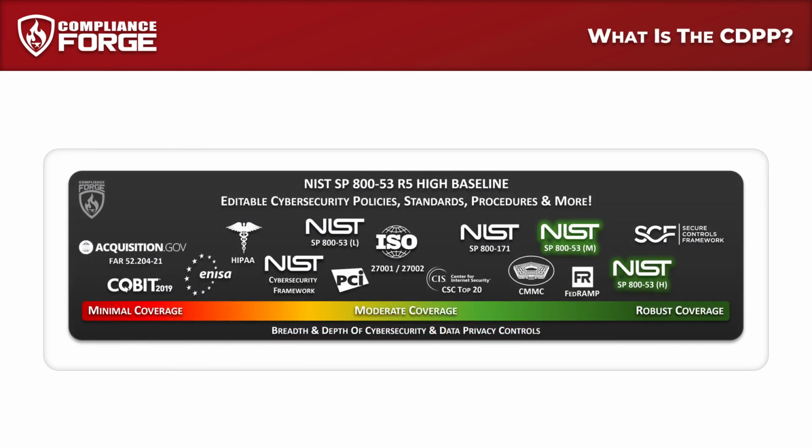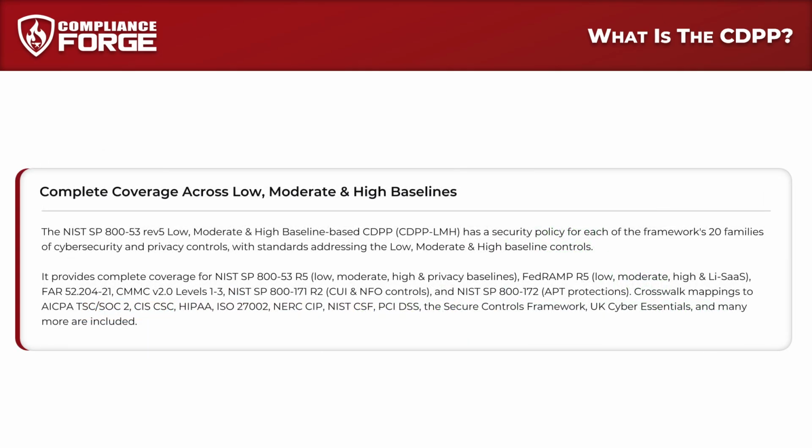So what exactly is the NIST 853 High Baseline version of the CDPP? As a visual, here is where the NIST 853 High Baseline sits on the spectrum of cybersecurity frameworks. It is on the more robust side of the spectrum, based on the topics it covers. NIST 853 Revision 5 consists of 20 different families of cybersecurity and privacy controls. The CDPP has a security policy for each of these 20 families, with standards addressing the low, moderate, and high baseline controls of the framework.